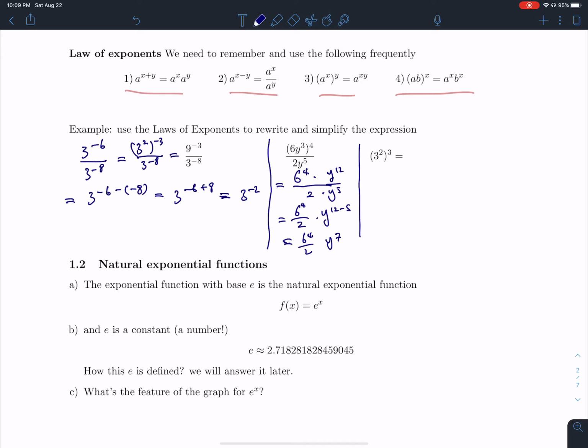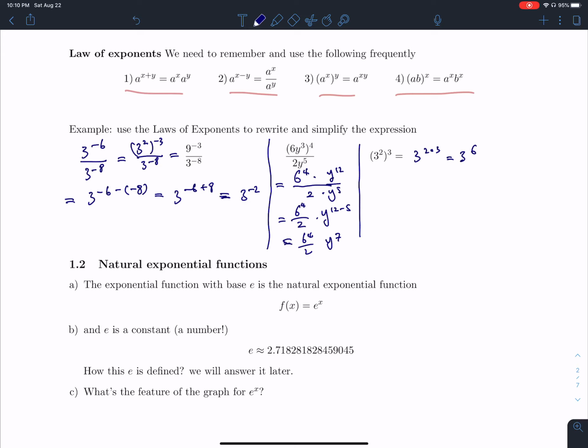Now we have the last one, which turns out to be the easiest one, right? We use law number 3 directly, which is 3 to the power 2 times 3, which is 3 to the power 6. Okay, so those are things you have to be familiar with, and in the homework and quiz, we will use those a lot. All right. So if you're not really familiar with them, you have to practice and review a little bit, maybe read the textbook.